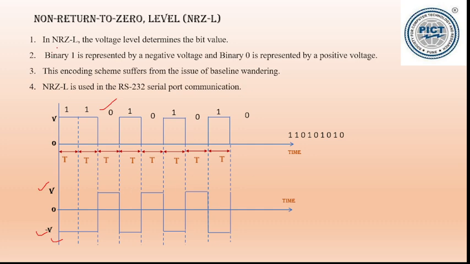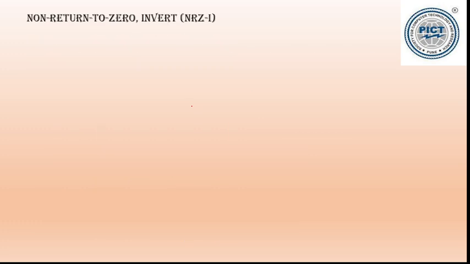So you can see that in NRZ-L, the voltage level determines the bit value. Binary 1 is represented by a negative voltage and binary 0 is represented by a positive voltage. This encoding scheme suffers from the issue of baseline wandering because it is transferring from minus V, plus V, minus V and plus V. NRZ-L is used in RS-232 serial port communication. Now let us move on to the NRZ invert type of line coding scheme.